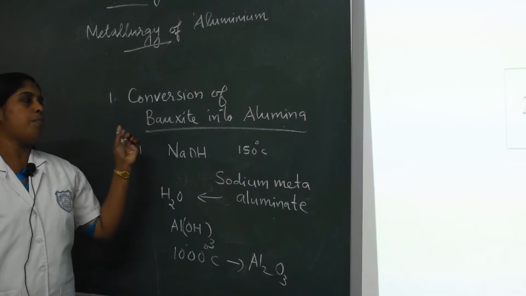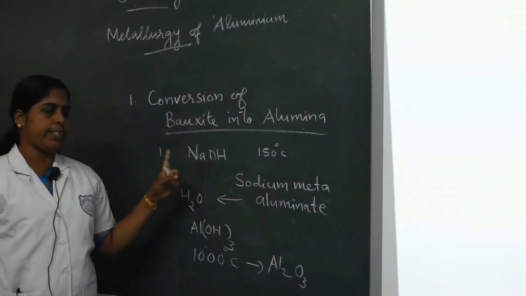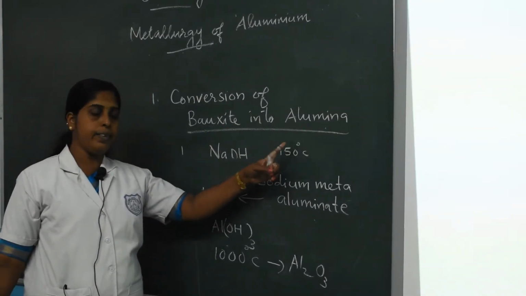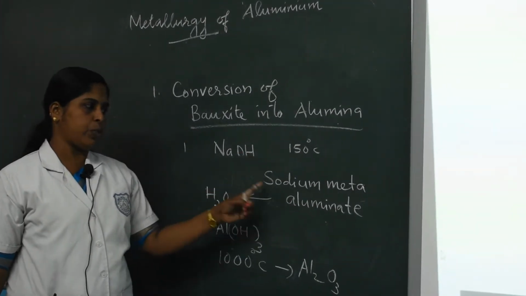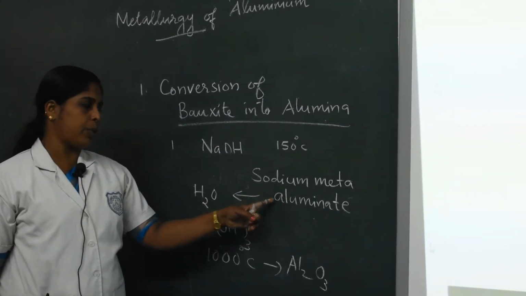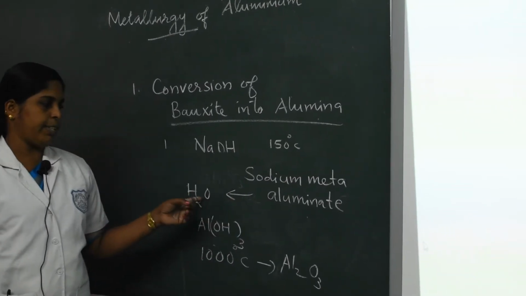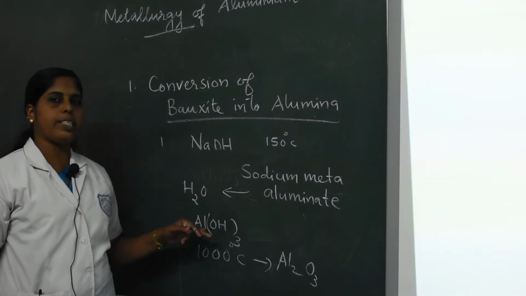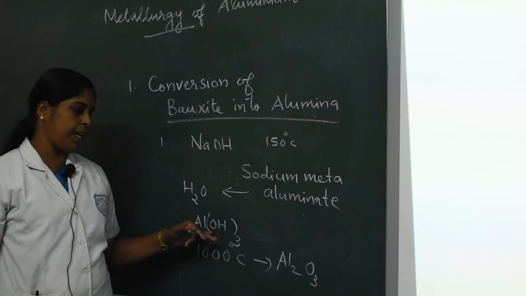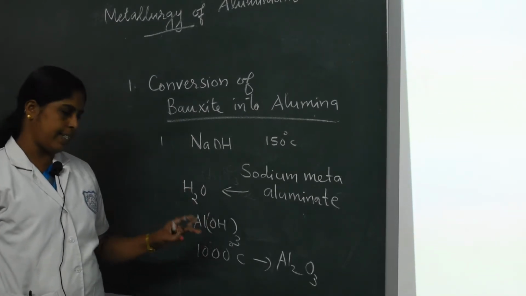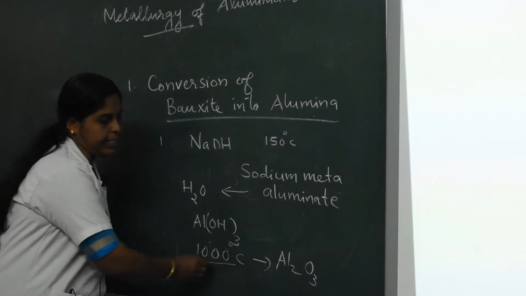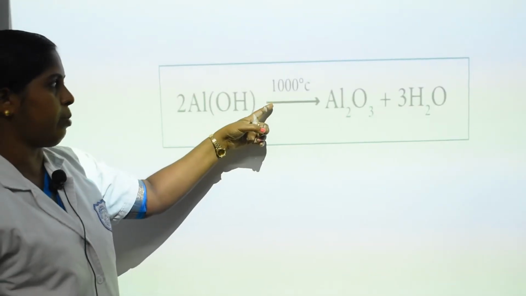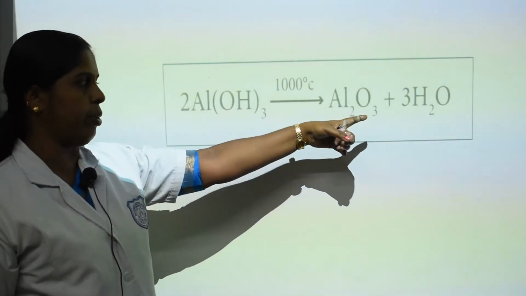See here, the first step is conversion of bauxite into alumina. Bauxite ore is finely powdered and treated with sodium hydroxide, that is caustic soda, at 150 degrees Celsius. Then sodium meta-aluminate is formed. This is diluted with water, and aluminium hydroxide is formed at the surface. This aluminium hydroxide is filtered, washed and dried. Next, heated at 1000 degrees Celsius, we get alumina, and water is formed.